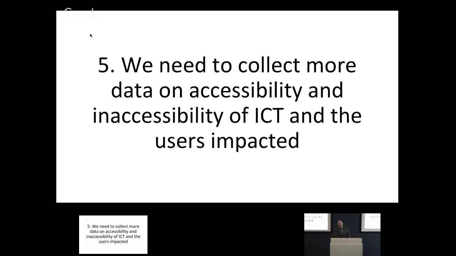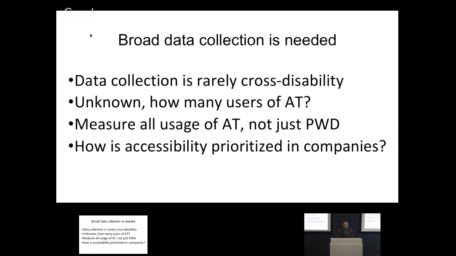My fifth suggestion is that we need to collect more data on accessibility, more data about which technologies are accessible and which are not, more data about the users impacted. We actually know very little about the overall impact of accessibility. We need broad data collection. One of the problems is that often when data collection is done, it's done by researchers who say, well, I'm focusing on this one population. I'm focusing on users with autism, or blind users, or this one niche of the disability community. And to be fair, it is important to really understand each user population.